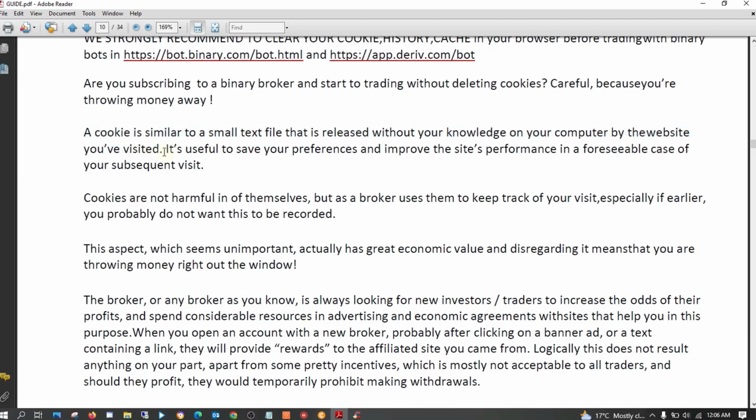So when you visit derive.com or even binary.com, they leave this small text file on your computer without you knowing. It's useful to save your preferences and improve the site performance in a subsequent visit, okay? This is what normally happens when, let's take for example, you went to a certain website, and while browsing on another website, or let's say google.com, you see some ads for the same thing that you had browsed before. So that's what normally happens: they put cookies on your browser, okay? And this is the way they can track you.